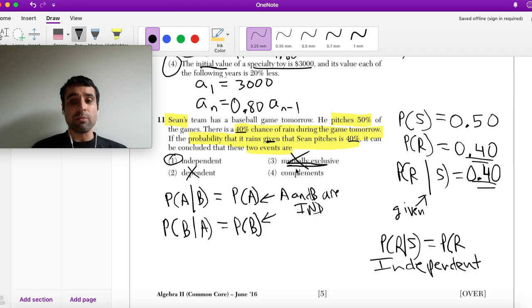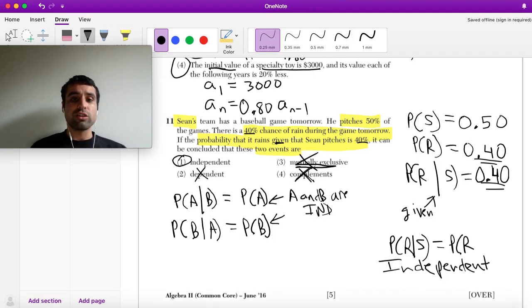Complements means that the two would have to add to 100%. And the probability of rain given Sean pitching would have had to been 0, and the two events individually would have had to add to 100%, which was not the case either.